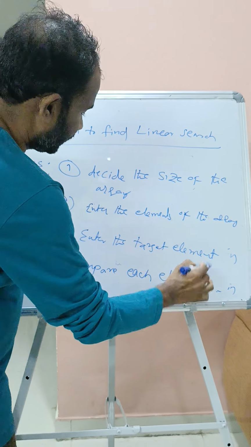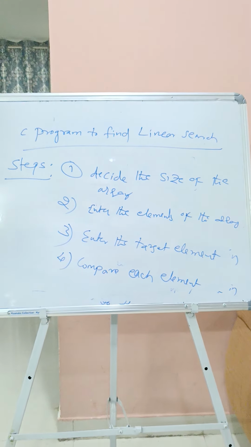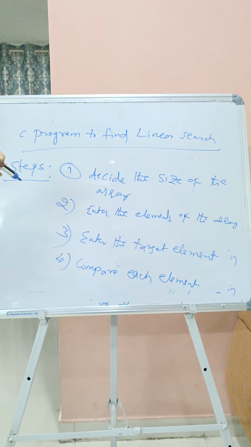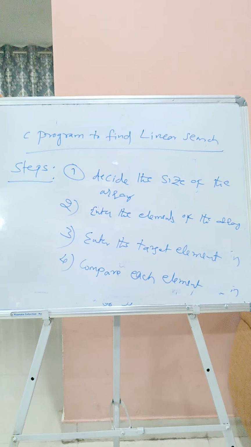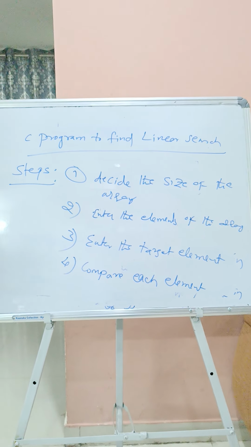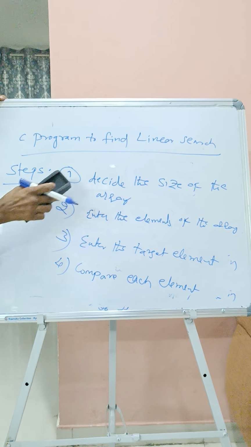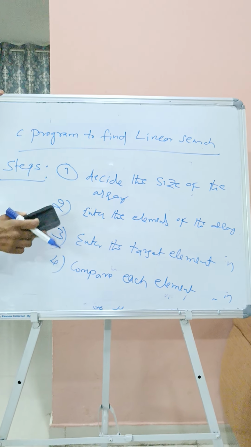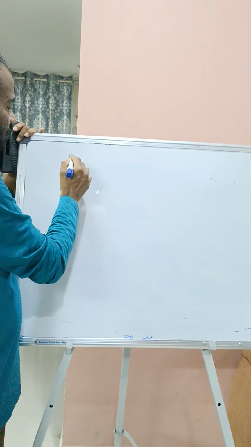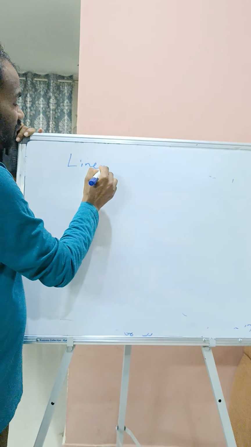Each element. So these four steps are very important. If the element is matched, we are going to take the first printf statement. Suppose it is not matched, the second printf statement. Now I am going to write the C program. So listen carefully. By using these four steps only, I am going to write the linear search C program.